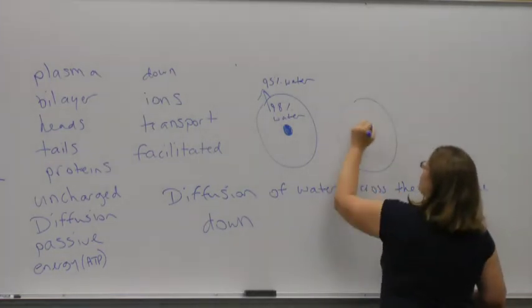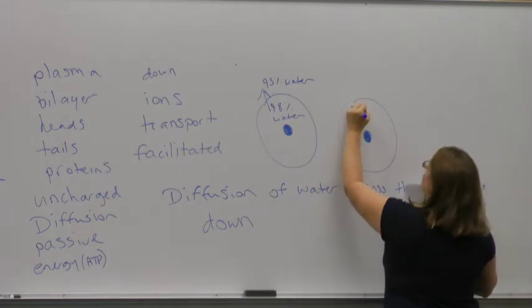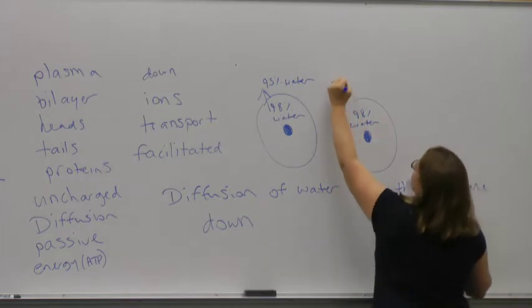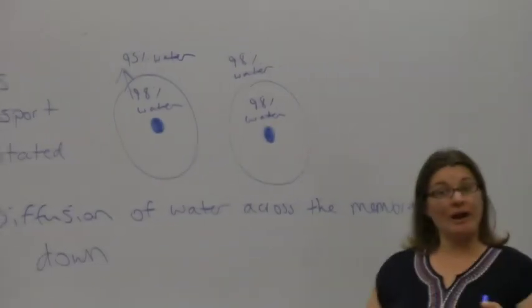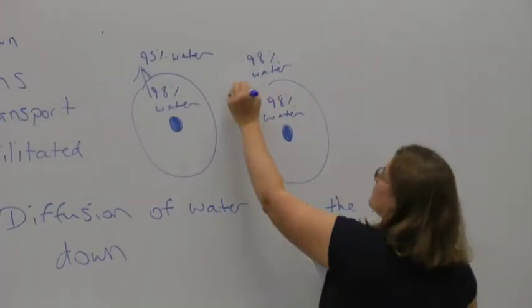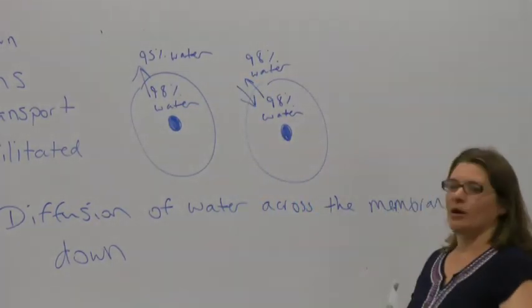In the next cell, we have an internal environment of 98% water, just like the last cell. But the outside environment is 98% water as well. So which way is the water going to go? Both directions, equally in and out, to maintain that equilibrium of water concentration.